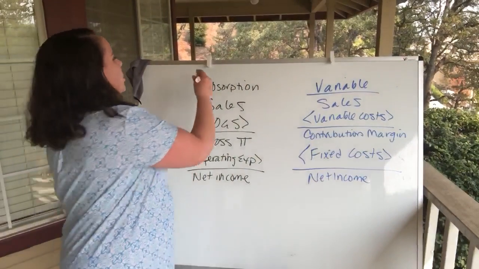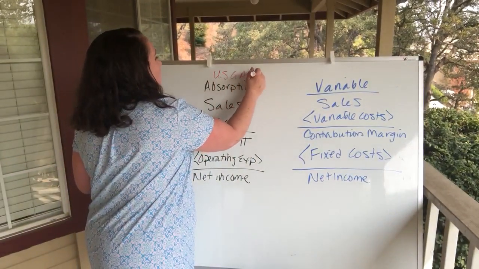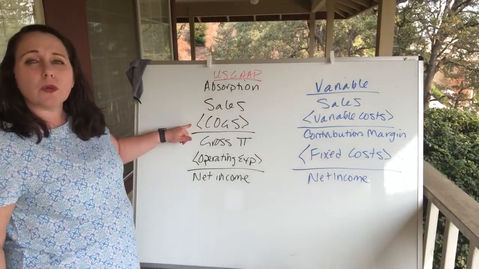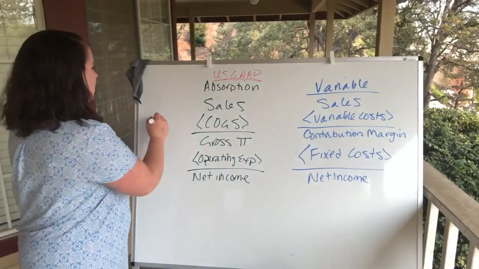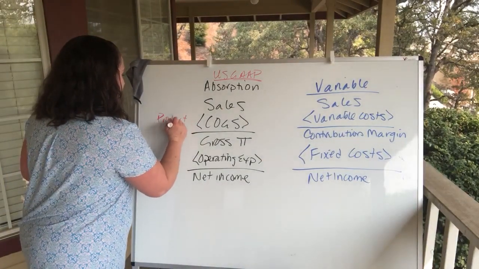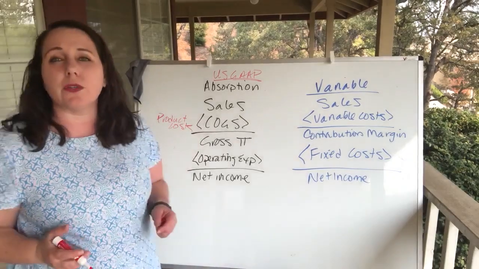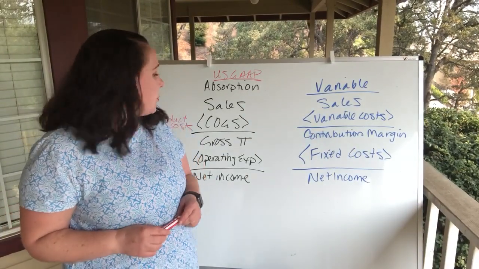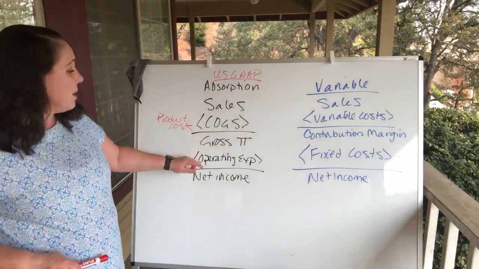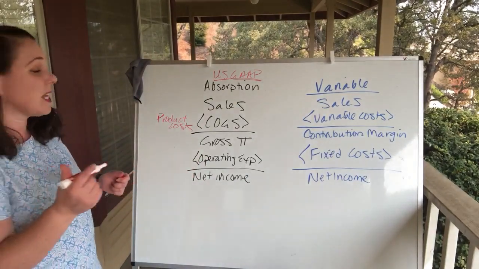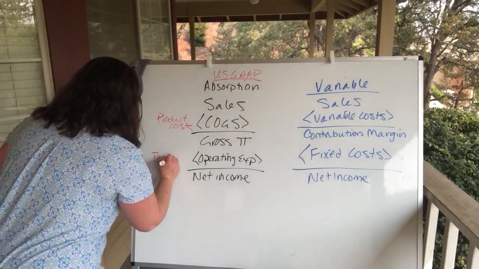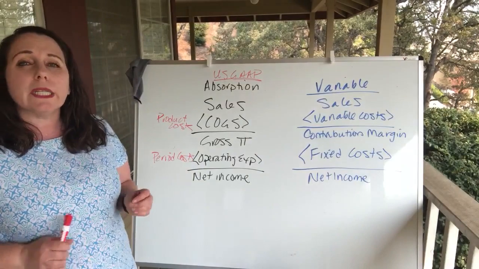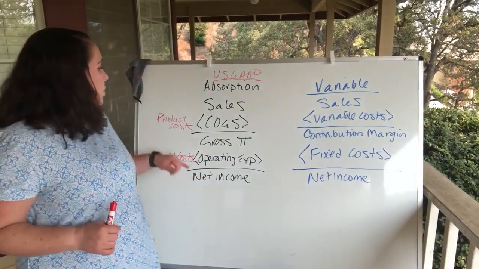So under absorption, which is US GAAP, that's our traditional income statement, we have sales minus cost of goods sold. And remember, cost of goods sold is basically our product cost. Our product costs either go into cost of goods sold once we sell the product, or if we haven't sold the product, then our product costs go into ending inventory. Sales minus cost of goods sold equals gross profit minus our operating expenses, and these are really our period costs, equals net income, okay?